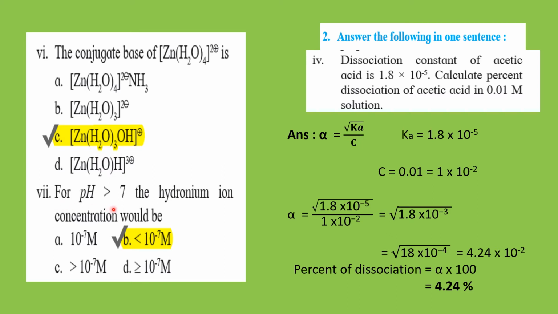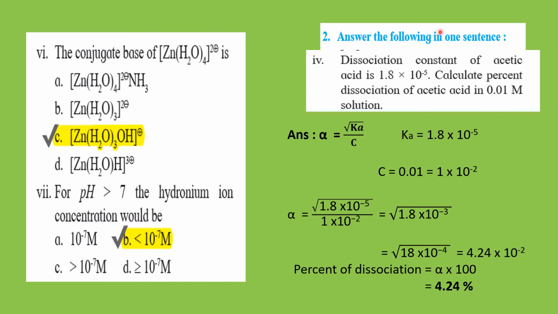Seventh question. For pH greater than 7, the hydronium ion concentration would be. So for pH greater than 7, the hydrogen ion or hydronium ion concentration should be less than 10 raised to minus 7 molar.